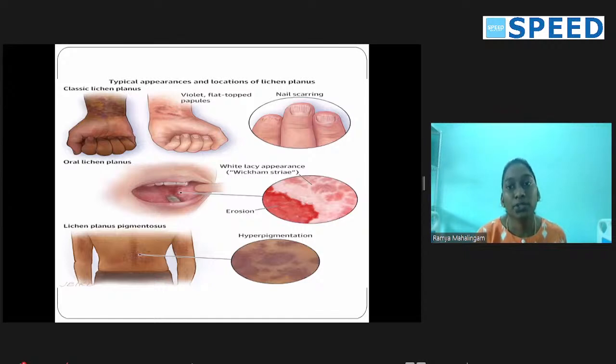The patient usually presents with an oral lesion, with a skin lesion along with it. The oral lesion shows a white lacy appearance called Wickham's striae. That is an identifying feature for oral lichen planus. In the skin, it is usually a purple color lesion, which is usually caused because of the apoptosis of the basal cells.